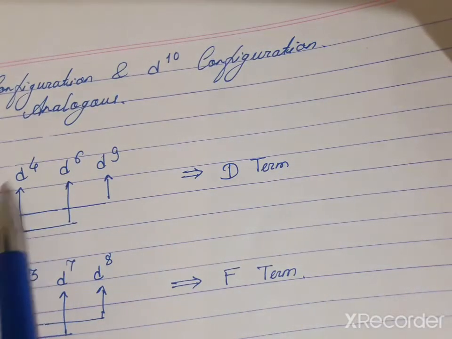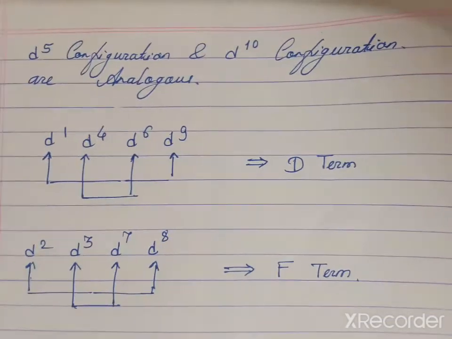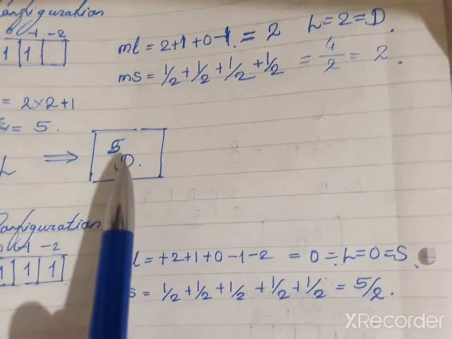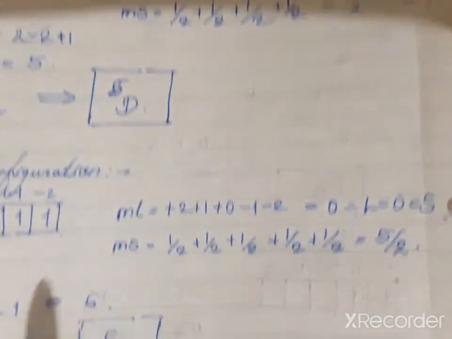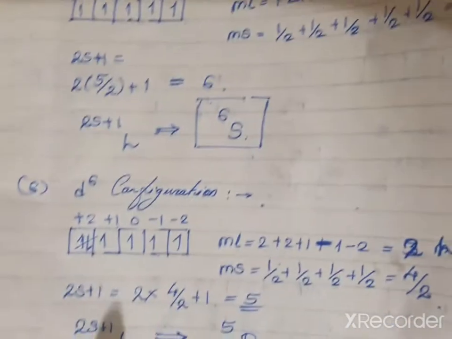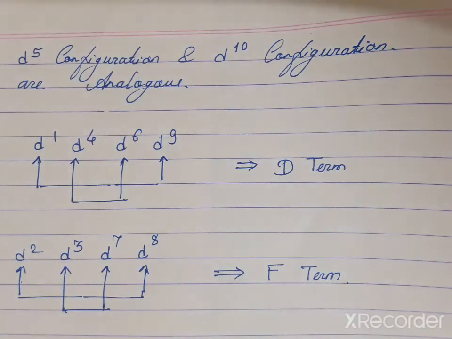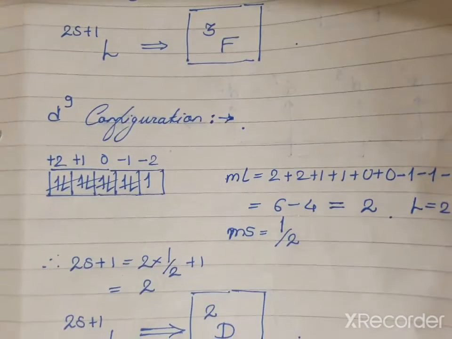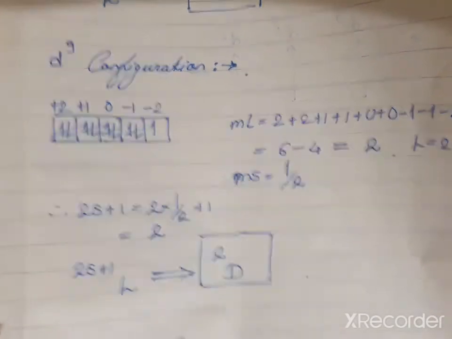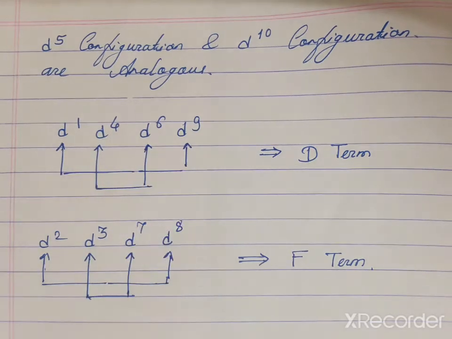Then next is d4. Now in this case for d4 configuration, the term is quintet D. Then for d6 configuration, the term is also quintet D. And the last one is d9 configuration, where the term is doublet D. So D terms arise when configurations are d1, d4, d6 and d9.